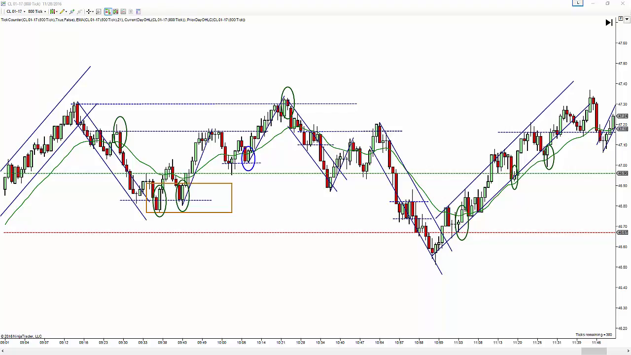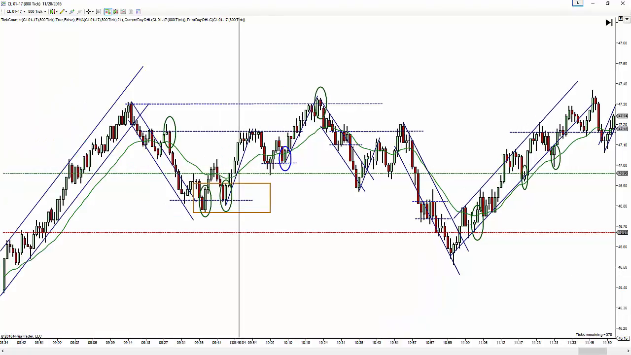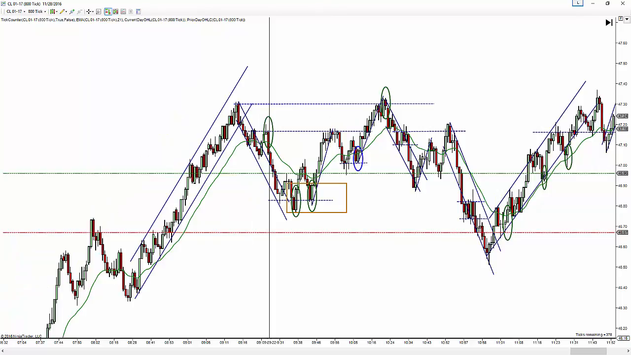These are the CL trades for today using the slow hand method for price action. There's a lot of movement today, and I'll tell you why. My thoughts on that subject.